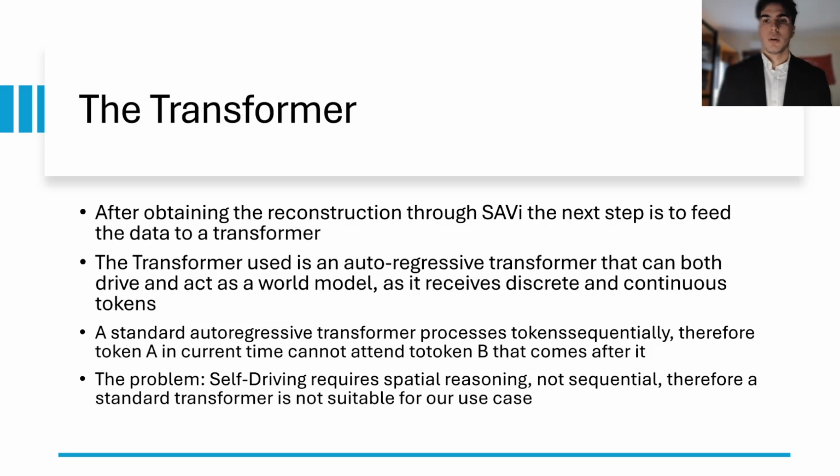The transformer. For stage 2, the transformer is the backbone of this process. This is an autoregressive model. It takes a trajectory of tokens, including the SAVi slots, the target destination, and traffic lights, for example. It serves two purposes: it drives the car, and it acts as a world model that predicts the future. However, standard transformers have a problem. They process data sequentially. If token A comes before token B, token A cannot see token B. In driving, this can be fatal. If car A is next to car B, they need to interact spatially, regardless of who is first in the list.